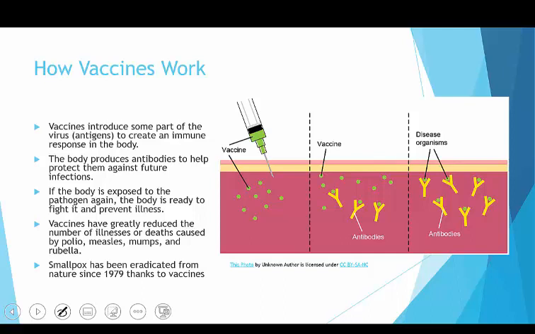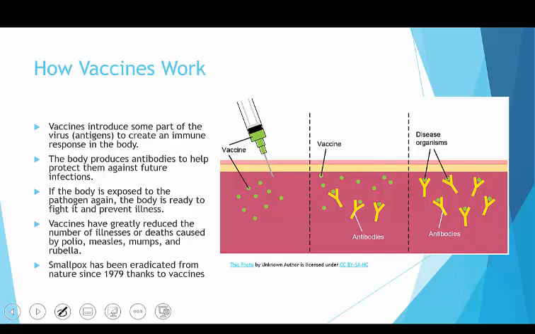Vaccines, we've all heard of vaccines. What vaccines do is they introduce small amounts of inactive virus or parts of the virus known as antigens to create an immune response in the body. The first vaccine was developed by Edward Jenner to inoculate, or introduce small amounts of the virus into, a healthy person's body, like people against smallpox. The body produces antibodies in response to the antigens in the vaccine. This helps the body protect against future infections.